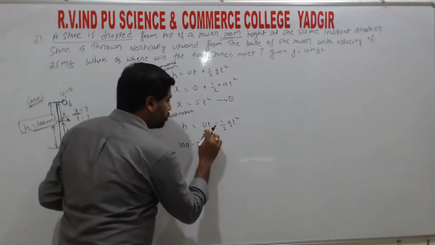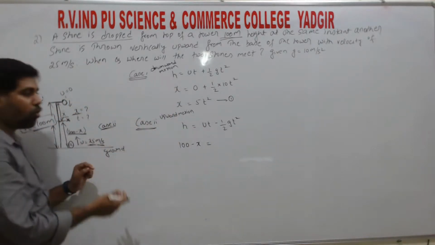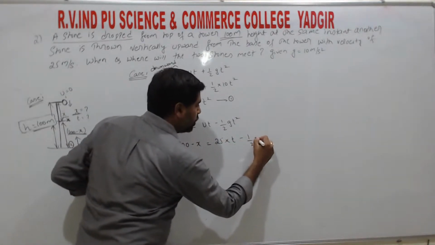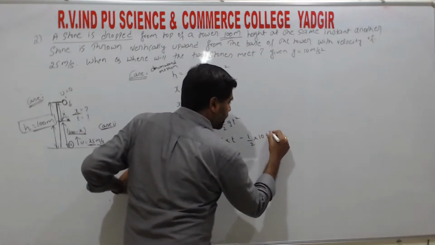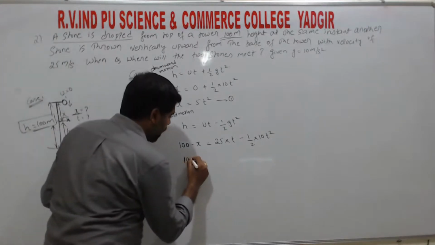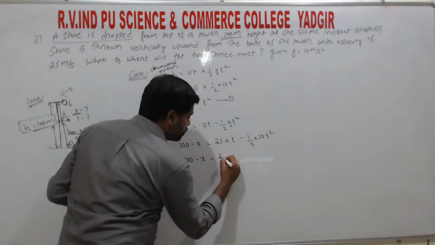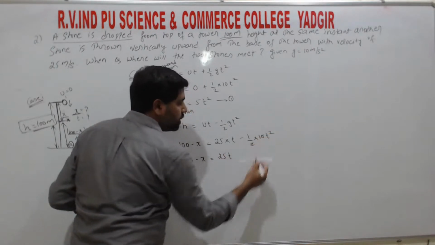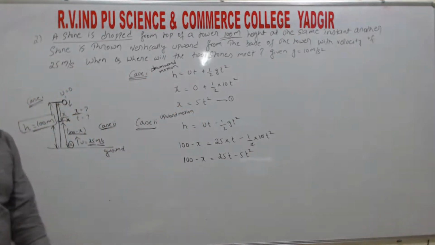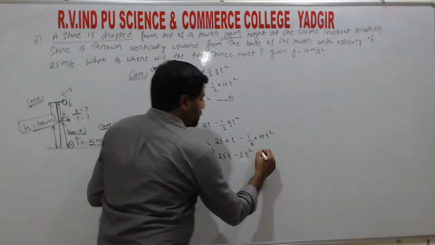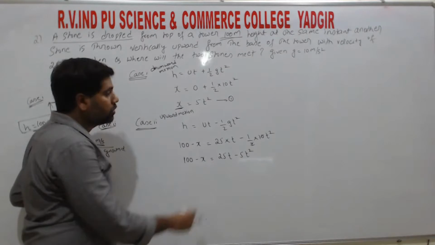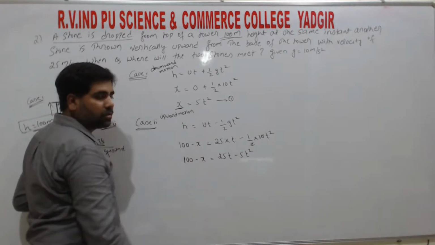That equals, they have given its initial velocity u as 25, so 25 into t minus 1 by 2 into g, which is constant, 10, t square. So 100 minus x equals 25t minus 5t square. Calling this equation 2. Here we know the value of x, so substitute the value of x in the second equation.